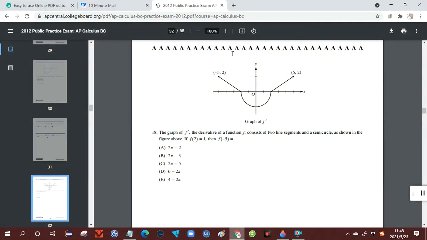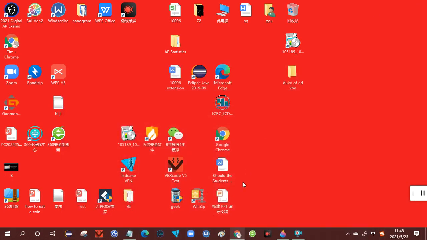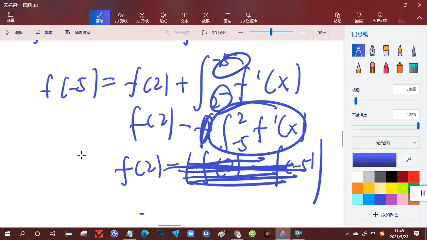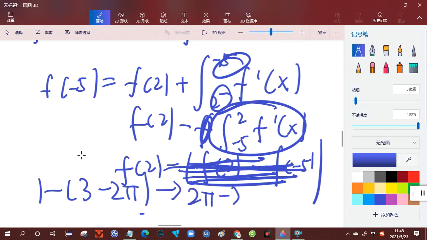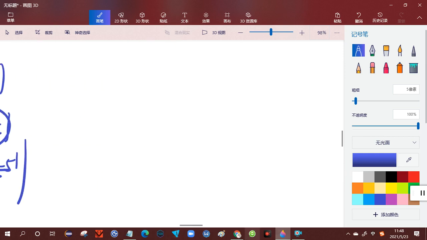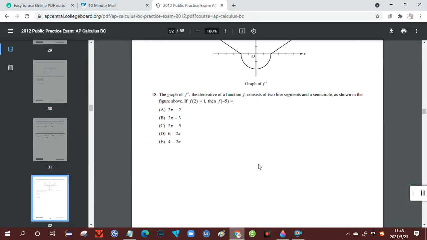So, and then the answer is going to be, just wait for me a sec. The answer is going to be, let's see, f(2) minus... which is equal to 2 pi minus 2. So this is the final answer for it. The final answer is 1 minus (3 minus 2 pi), which is 2 pi minus 2. So now we have completed 18. Let's now work on problem 19.